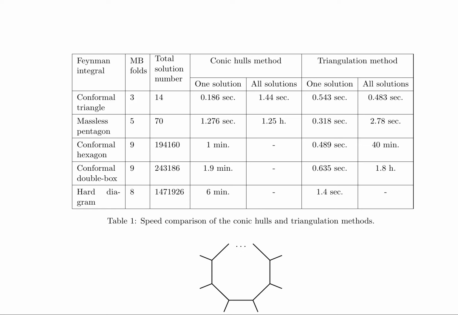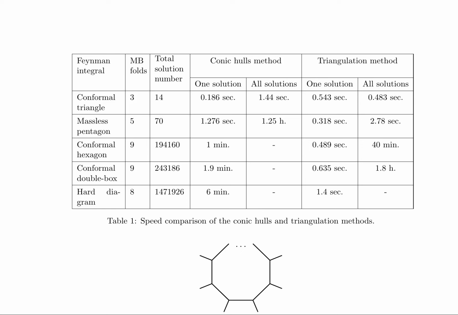A speed comparison, presented in Table 1, reveals that the triangulation method significantly outperforms the conic Hulls approach for integrals with higher numbers of folds. Notably, the triangulation method has been successfully applied to derive series solutions for the hexagon and double box integrals, yielding simpler solutions than those previously obtained. These solutions are provided in an ancillary notebook.